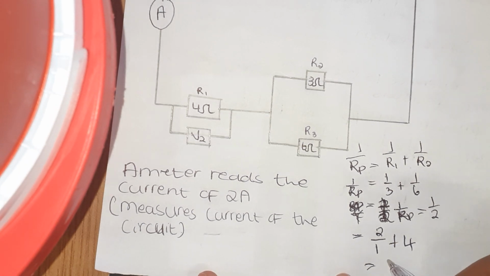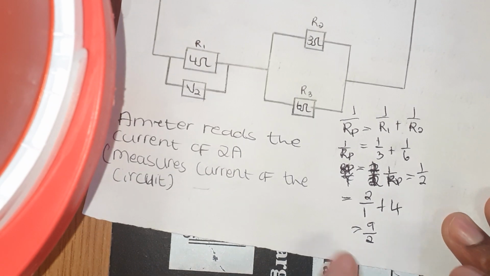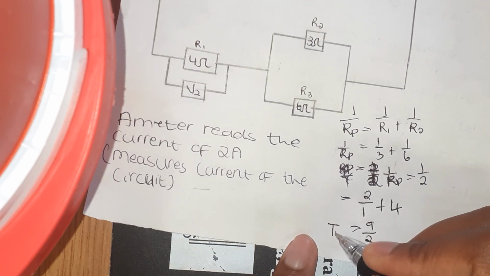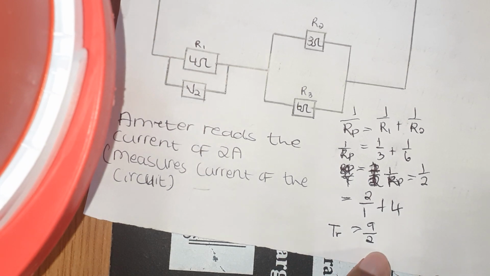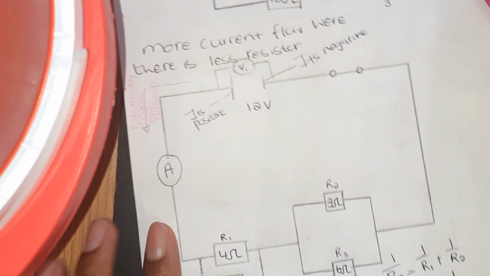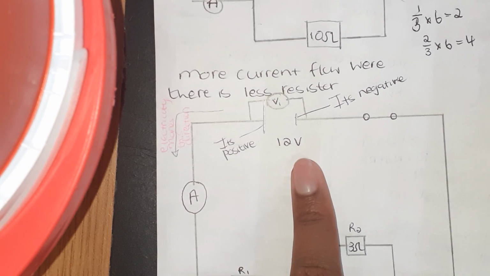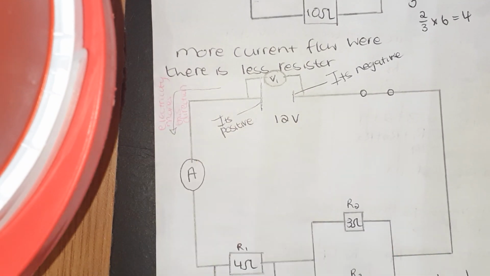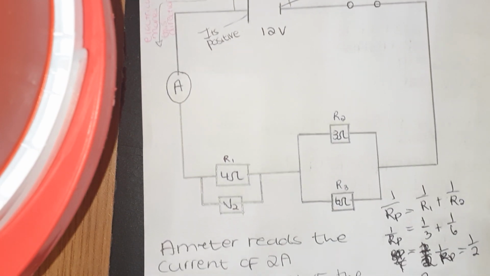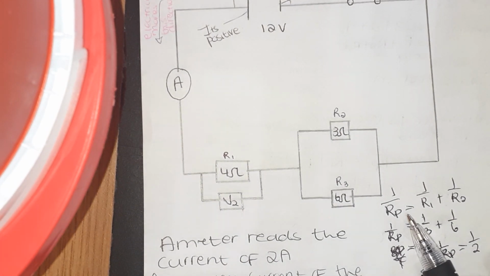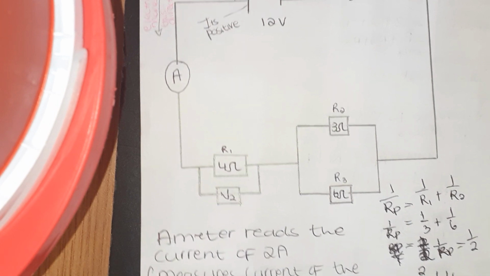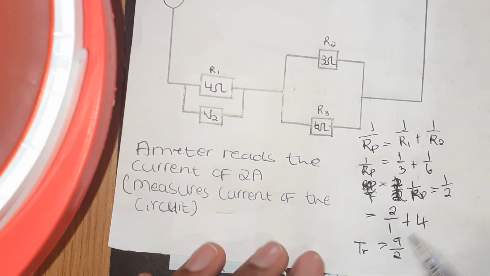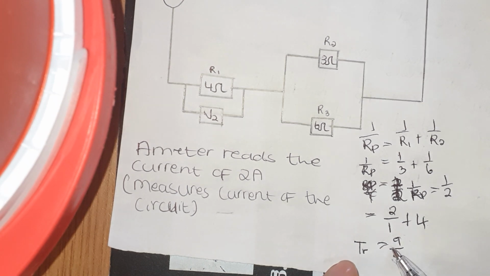And then we will have 9 over 2 as total resistance, right? It's for the whole circuit. Now we have total resistance. We also have voltage. So we have calculated the potential difference, which is the total resistance. This is what we have here.